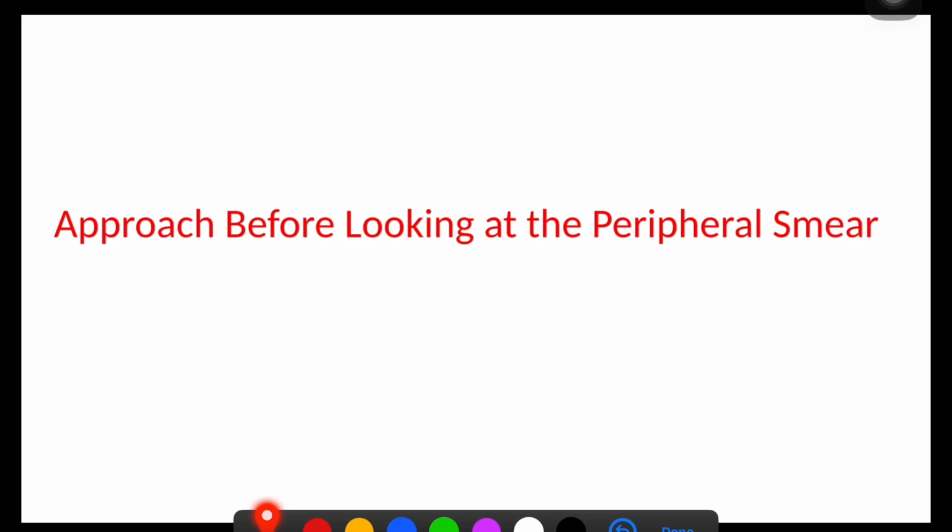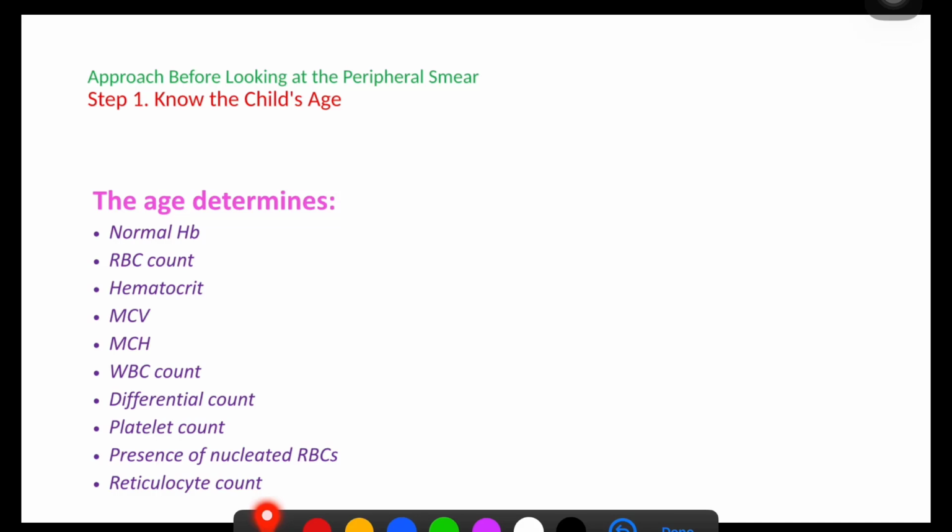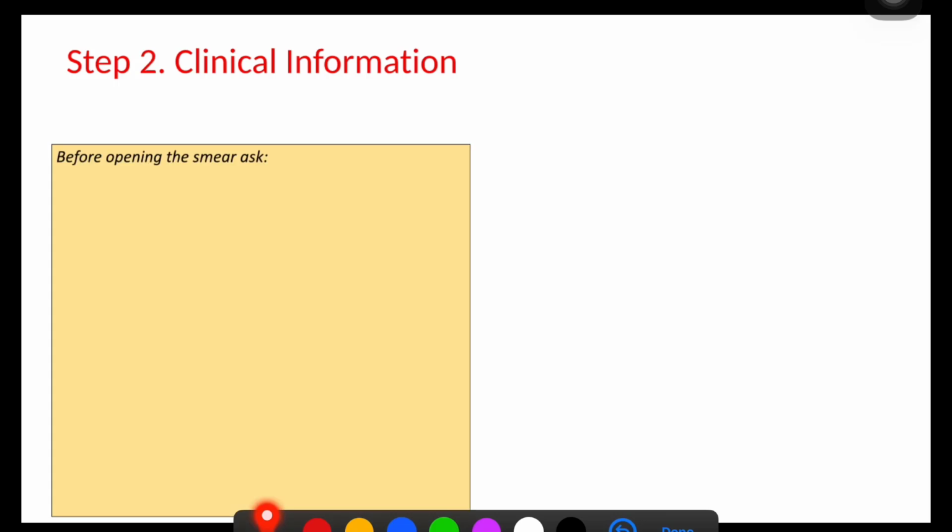Now, after understanding all the parameters in normal fetus, newborn, and children, what is the approach before looking at the peripheral smear? First step, know the child's age, because age determines normal Hb, RBC, hematocrit, and all other parameters here. And second step is to go for clinical information.